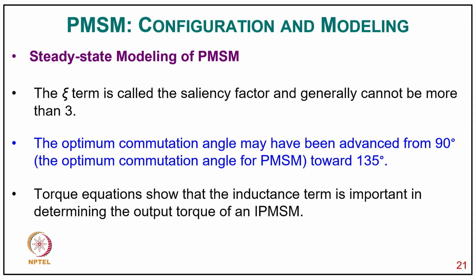The eta term is called the saliency factor, and generally cannot be more than 3. So the optimum commutation angle may be advanced from 90 degrees, the optimum commutation angle of PMSM, towards 135. So the torque equation shows that the inductance term is important in determining the output torque of an IPSM.